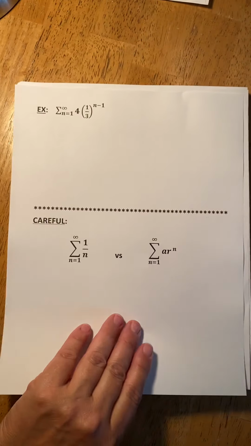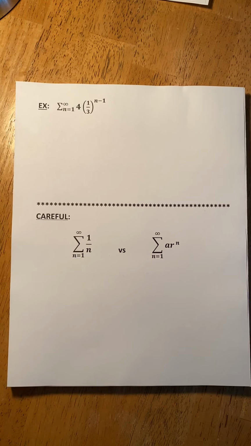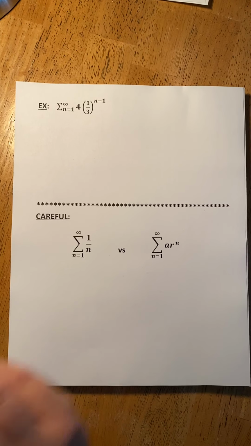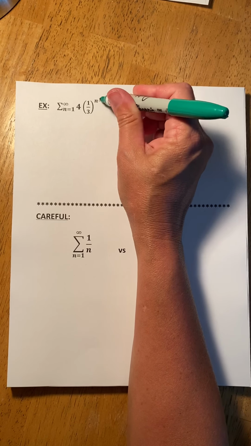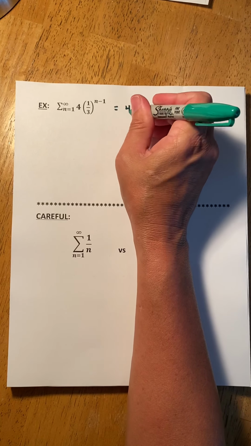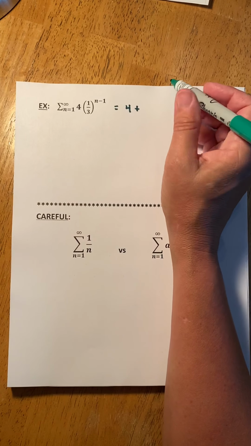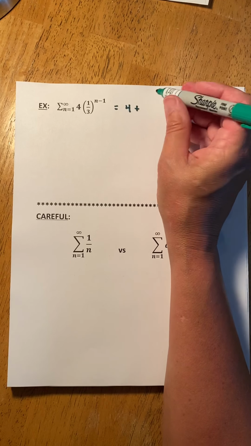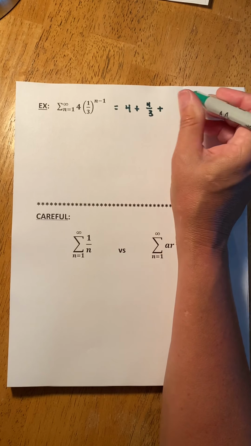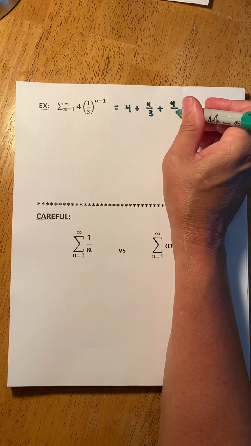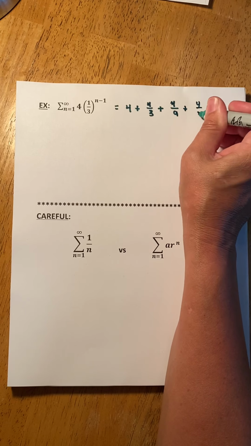Let's look at this guy. 4 times 1 third to the n minus 1 power. Well, if n is 1, the power becomes 0. That just becomes 1. So this would be 4 plus, if n is 2, it would be 4 thirds. If n is 3, it would be 4 ninths plus 4 27ths.